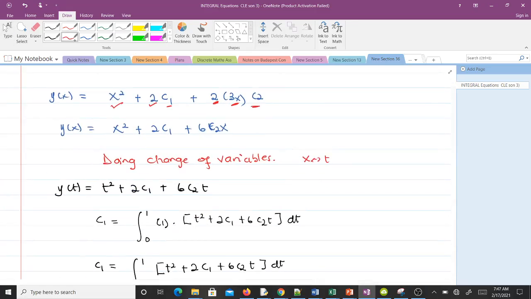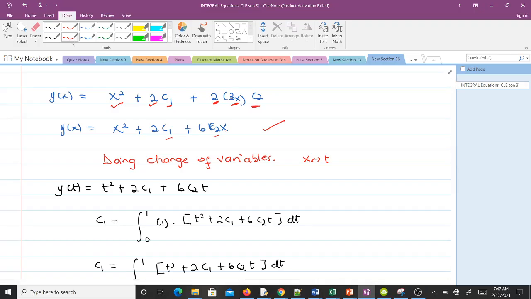Expanding, you're going to get x² + 2c1 + 2 times 3x, which is 6x, times c2. So this happens to be the solution. But I hope you can see that it is a general solution, not the exact or particular solution, because we have constants c1 and c2 here. So we have to find these to make sure we have the exact solution.